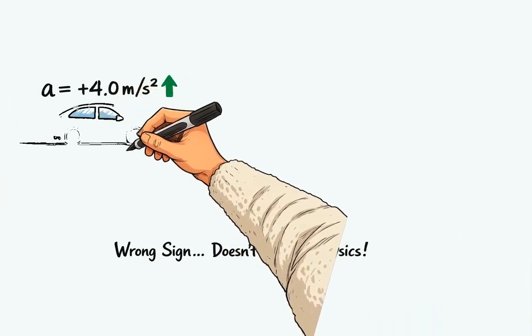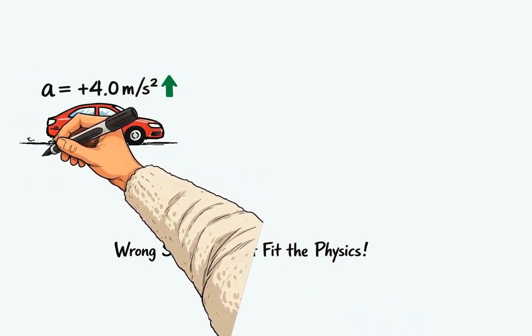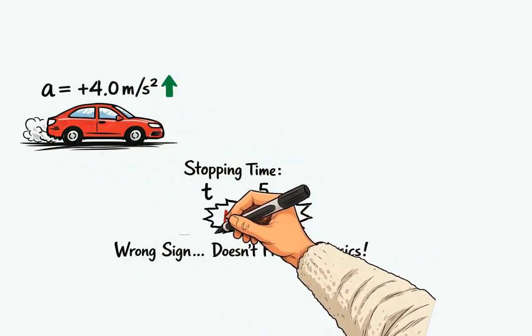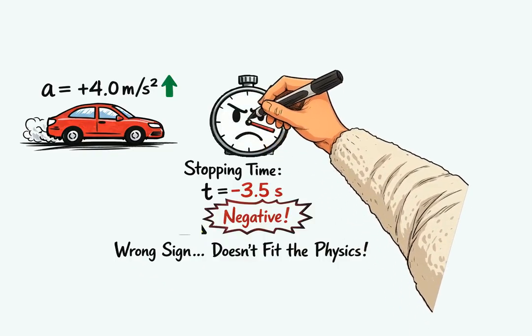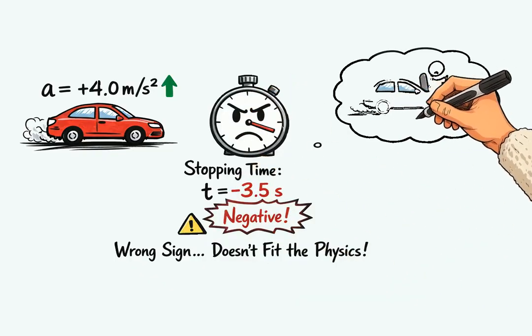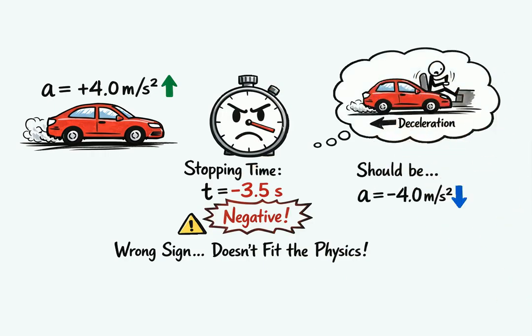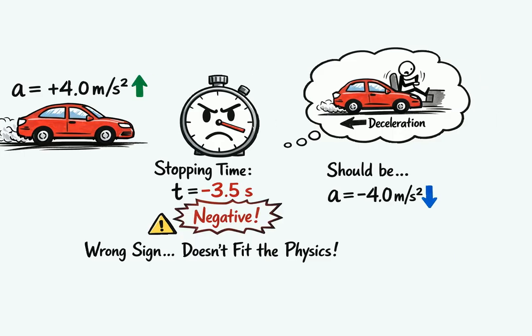After computing an answer, the sign and magnitude should fit the story. In the braking example, if you mistakenly took a equals plus 4.0 meters per second squared, the stopping time would come out negative. That's rarely a weird physics result. It's the math warning you that your sign choices contradict the physical process.